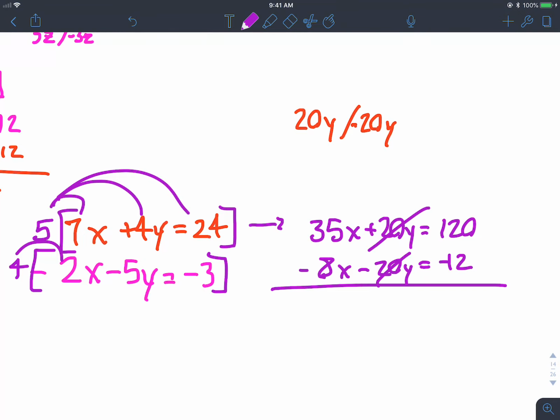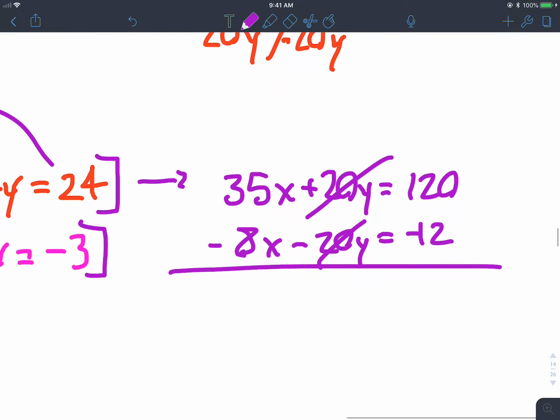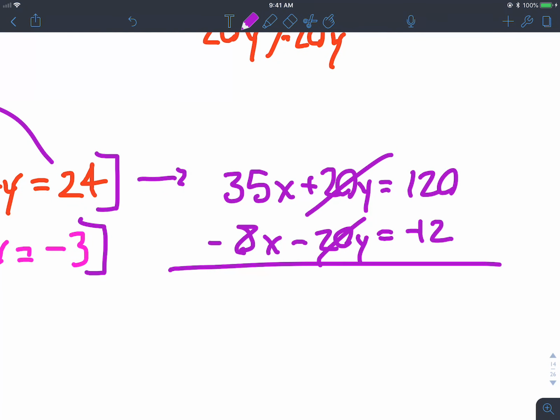Then we're going to combine our answers here. So the y's are going to cancel out here. The x's, when you subtract them, 35 and negative 8x there. I think that's 27x right there. And then equals 108. And hopefully that goes in there.